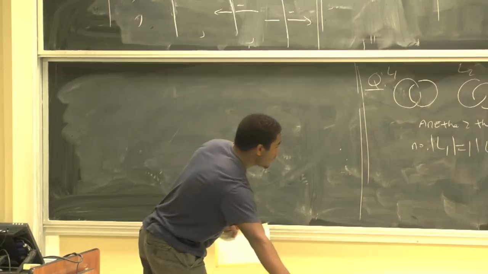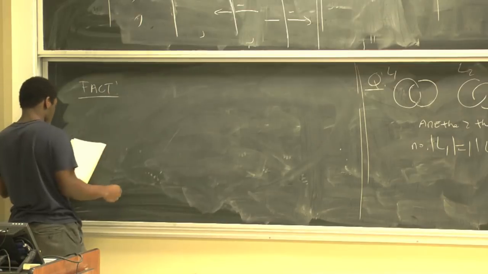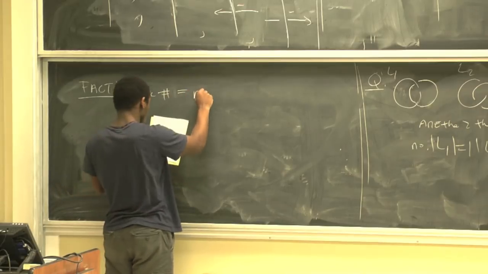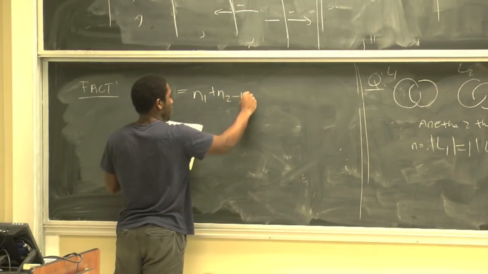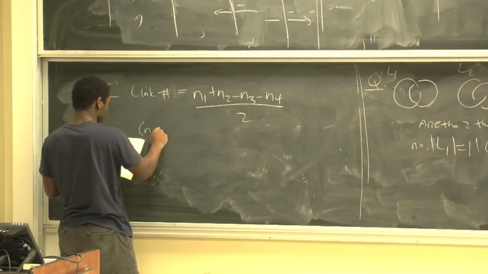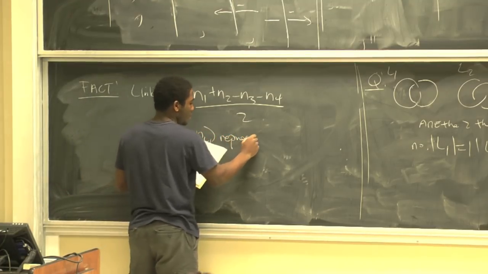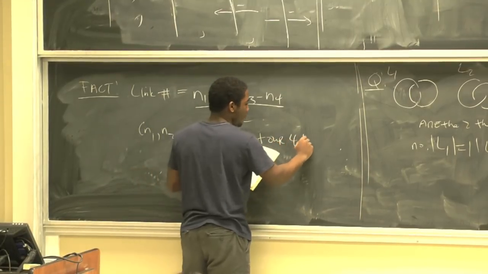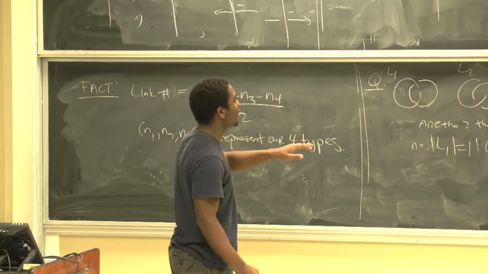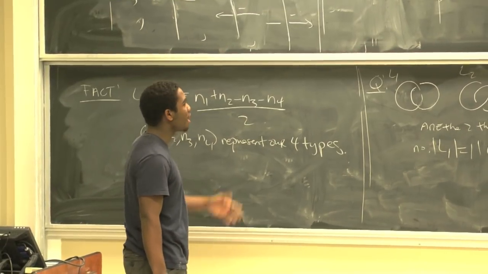There's actually a fact on the linking number. It's going to be equal to (N1 + N2 + N3 - N4) over 2, where N1, N2, N3, and N4 represent our four types. But I would say going in and looking at the picture every time, versus plugging into the formula, you would appreciate a lot better.